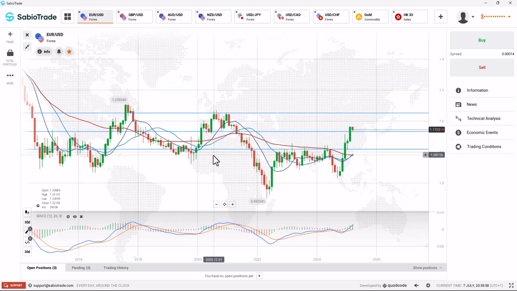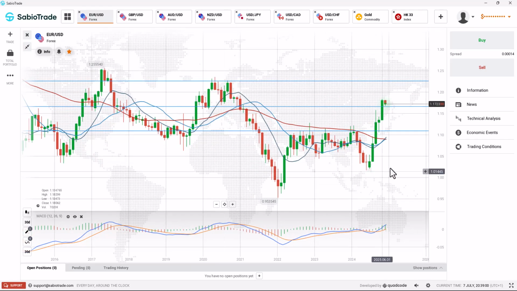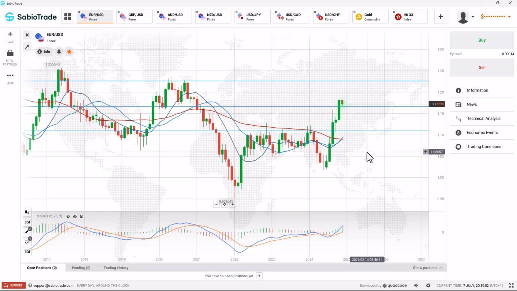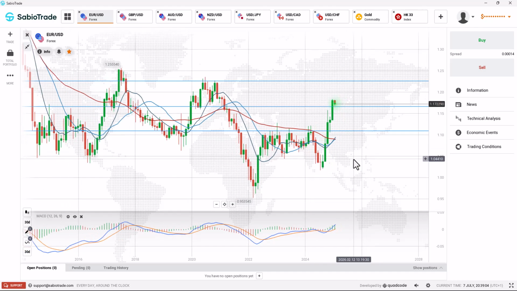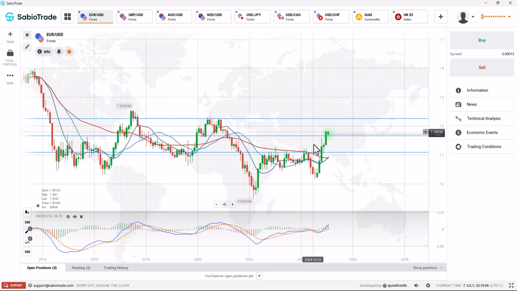So one of the first things I'm going to do this week is have a quick look at the euro dollar. I'm starting off here on the monthly time frame. The key thing here is that we are continuing to move higher. There's a really major level close to 1.22 that I want to keep an eye on. This is where I think we're working towards.